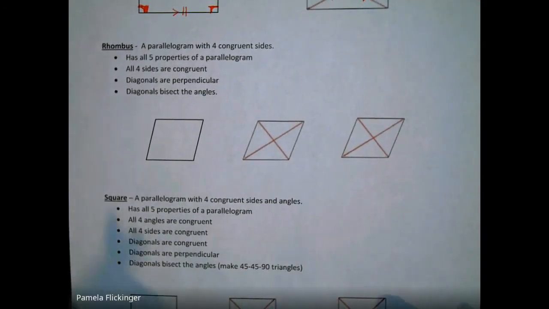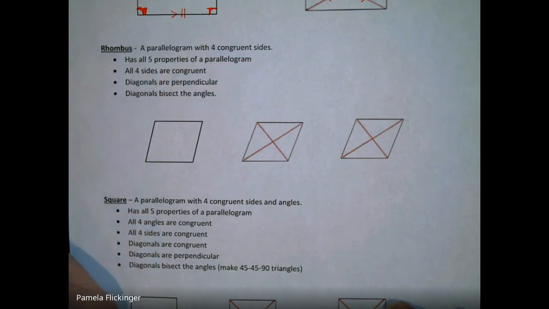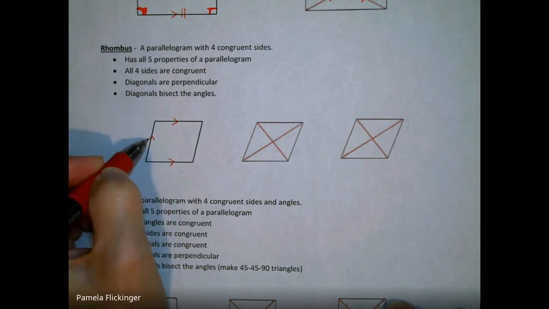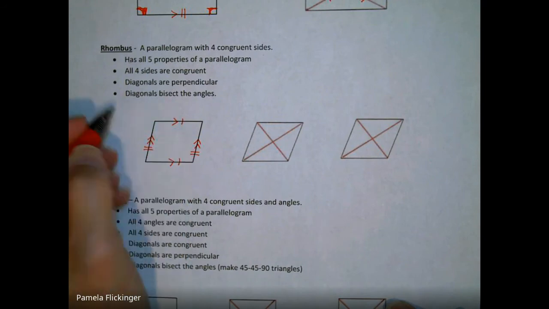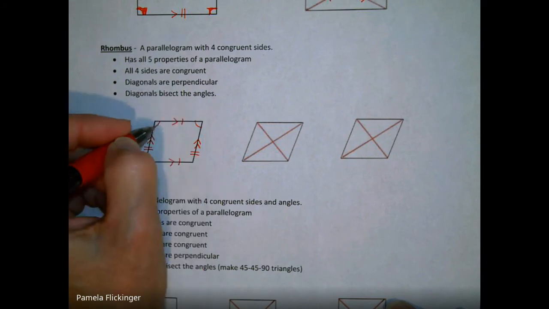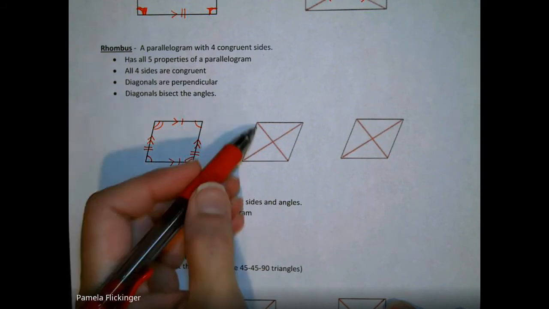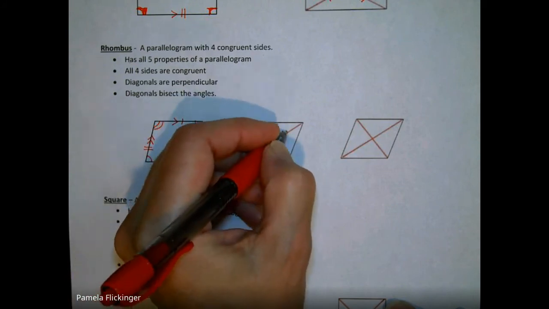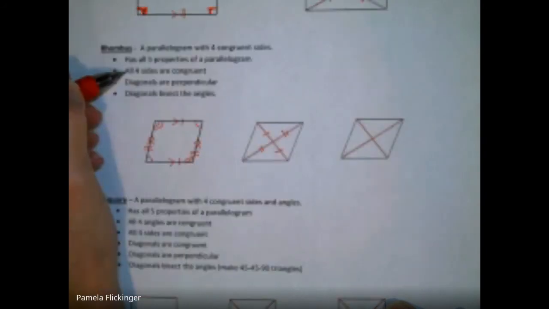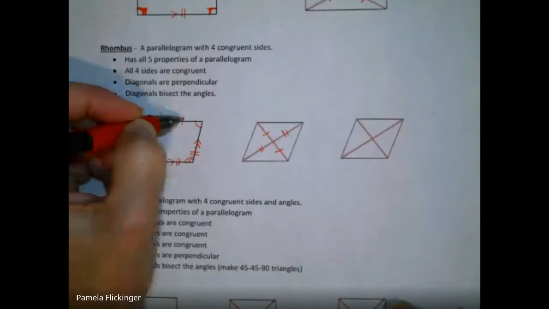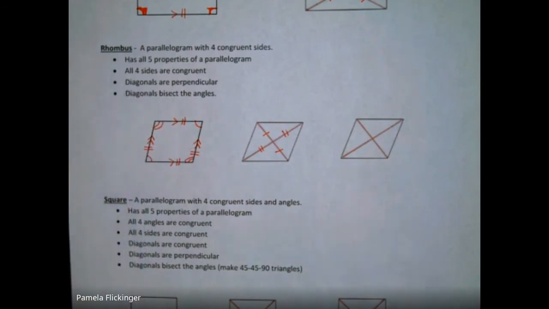All right, a rhombus is also a parallelogram, but it has 4 congruent sides. So again, it has all 5 properties of a parallelogram. Opposite sides are parallel. Opposite sides are congruent. Opposite angles are congruent. Consecutive ones will be supplementary. And again, the diagonals bisect each other. All right. But in addition to that, it has all 4 sides congruent. So I'm going to just add and put double tick marks all the way around. All right. Because not only are the opposite ones congruent, but now all 4 will be.